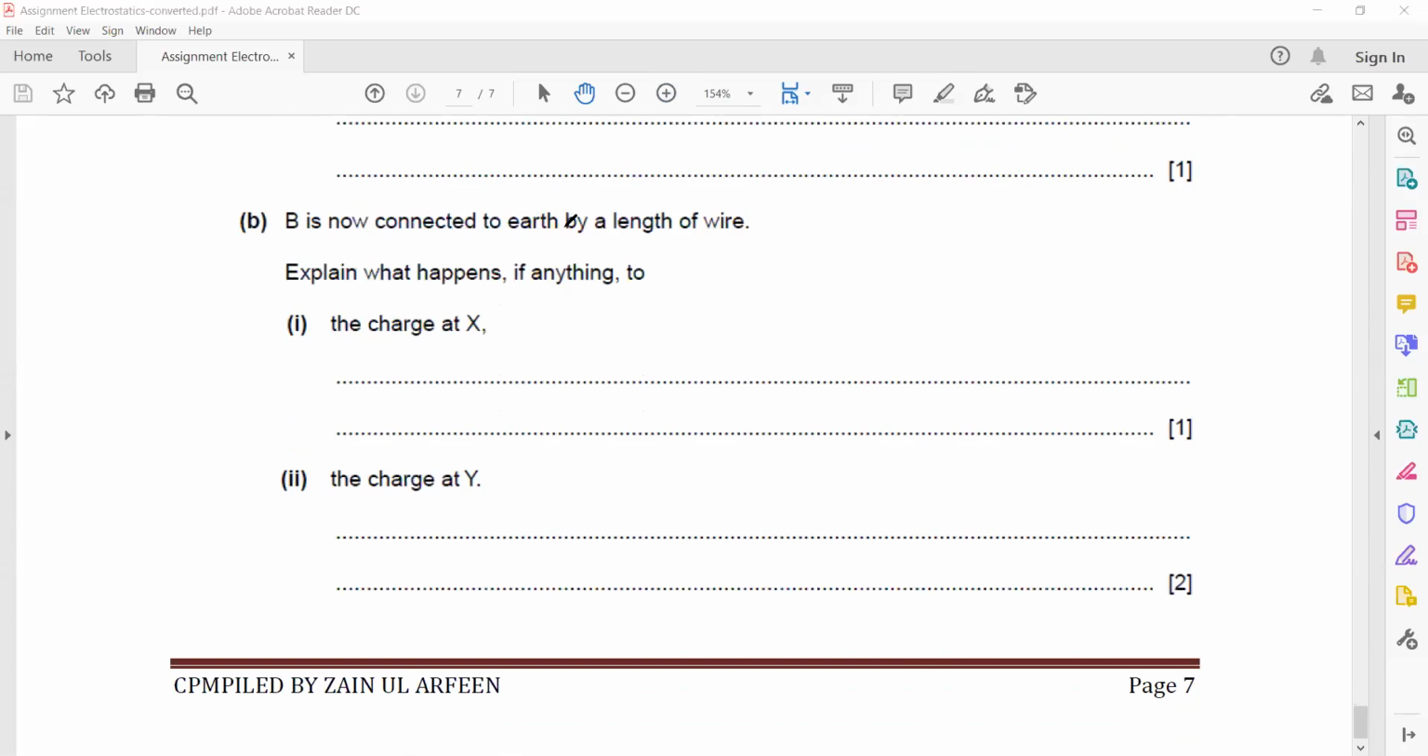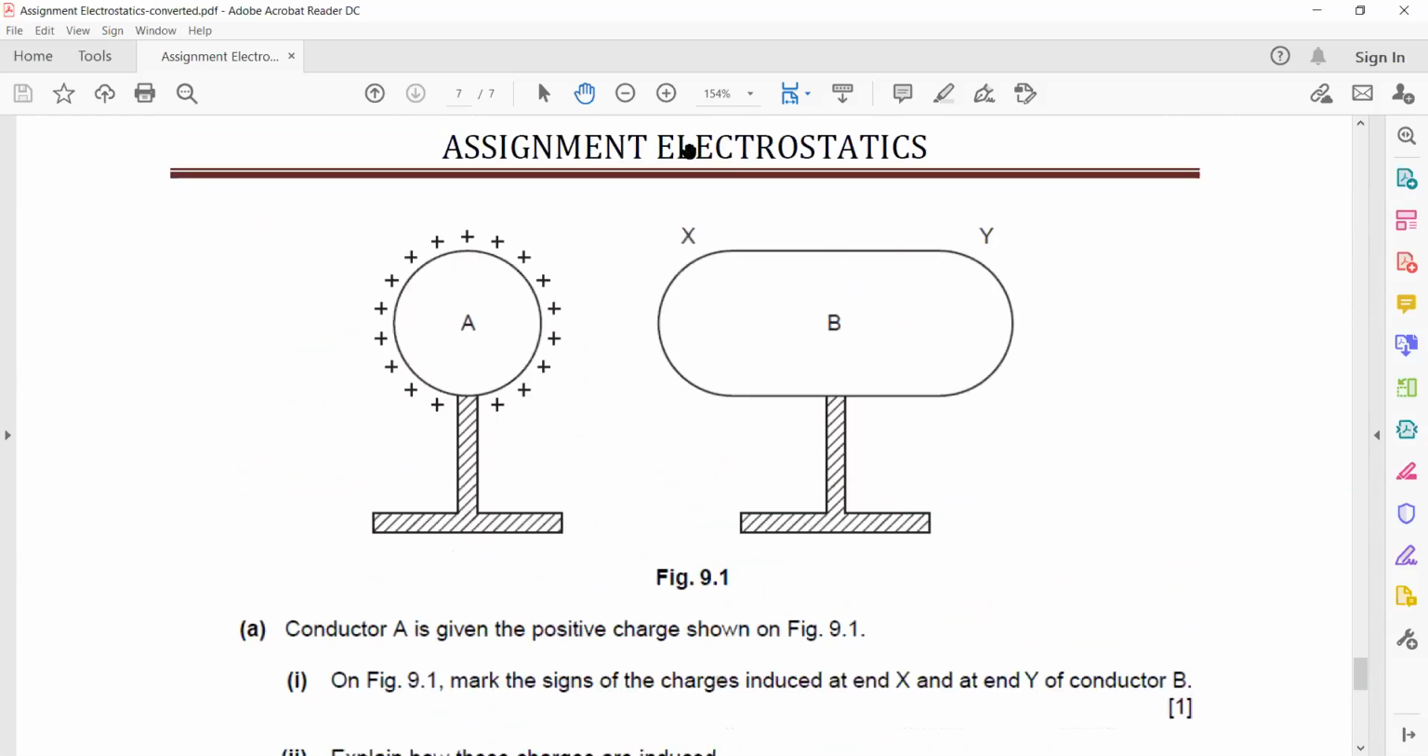B is now connected to Earth by the length of wire. State what happened, if anything, to X and what happened to the charge at Y. So basically we connect an earthing wire, and it will allow the charges to flow. As you can see, when it creates a distribution, we have a negative charge on one side and positive charges on the other side.